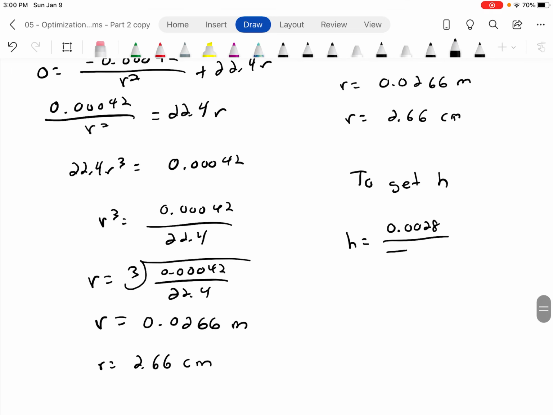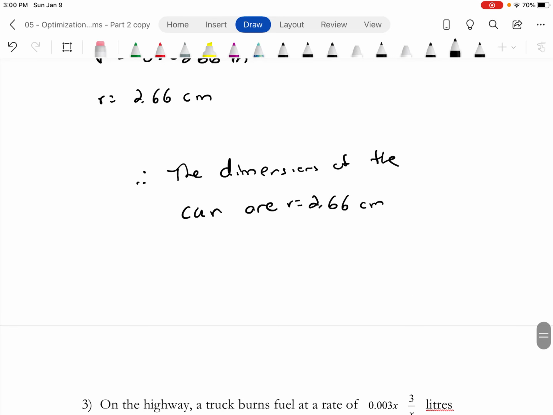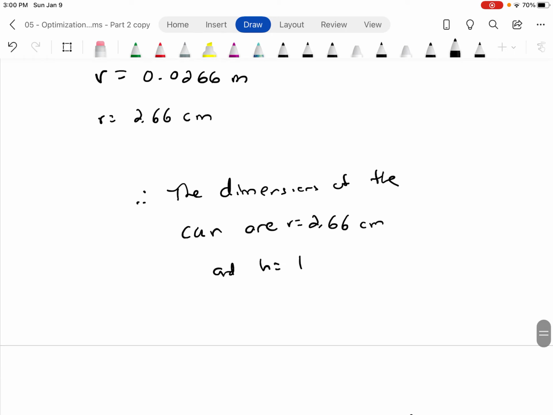0.00028 over pi r squared. So pi times 0.0266 squared, and I get h equals 0.126, but that's meters. So h equals 12.6 centimeters. And again, you could answer it in meters, but I think centimeters makes a lot more sense here to give an answer for it. That is a very popular question.